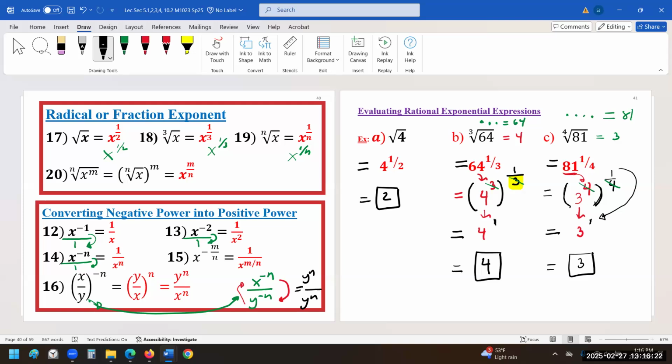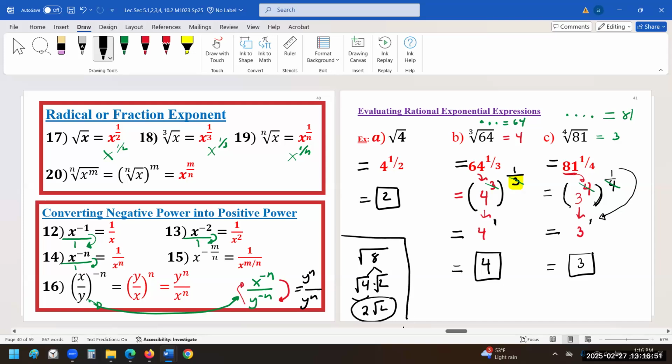Square root of 8, we don't know, right? But I do know square root of 8 has a 4 inside. So it's 4 times 2. So you break it down: square root of 4, square root of 2. Now this gives us 2, and that we have no idea. So when you don't have a perfect root number, you simplify if it's possible. If it's not possible, leave it alone. And say, well, without a calculator, we don't know.